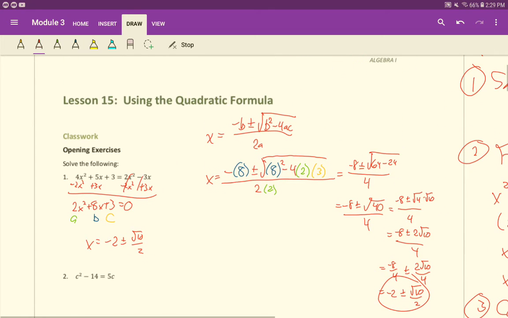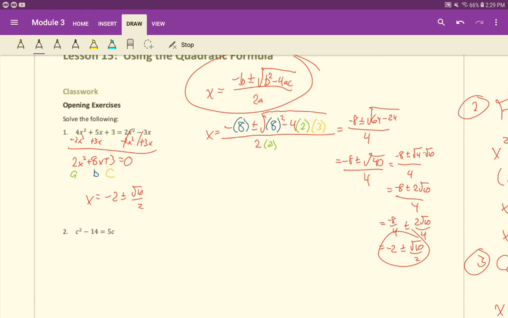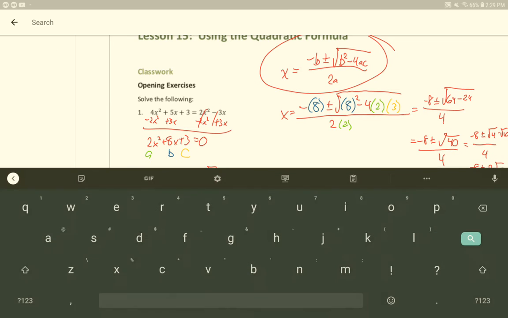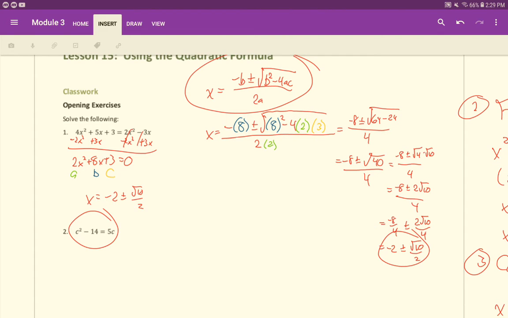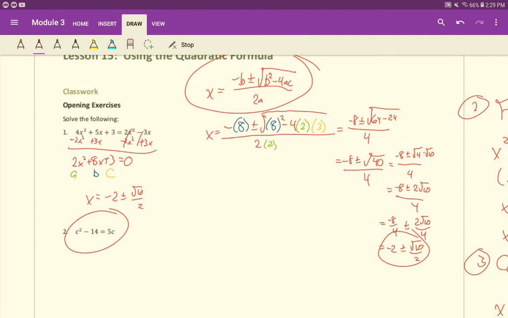Okay, so again, remember, this is going to be the prime formula we're going to be using to solve these quadratic equations. So it's important that we're equal to 0 first. So what do we need to do here in this equation to make it equal to 0? Well, we'll subtract the 5c from both sides. So it'll be c squared minus 5c minus 14.